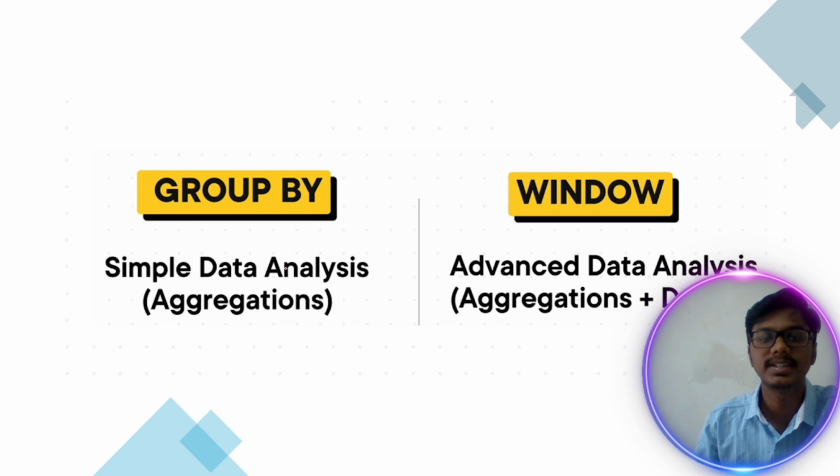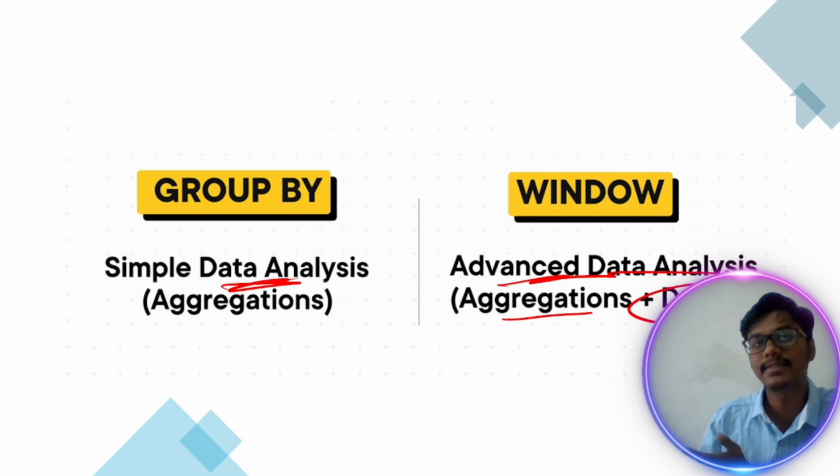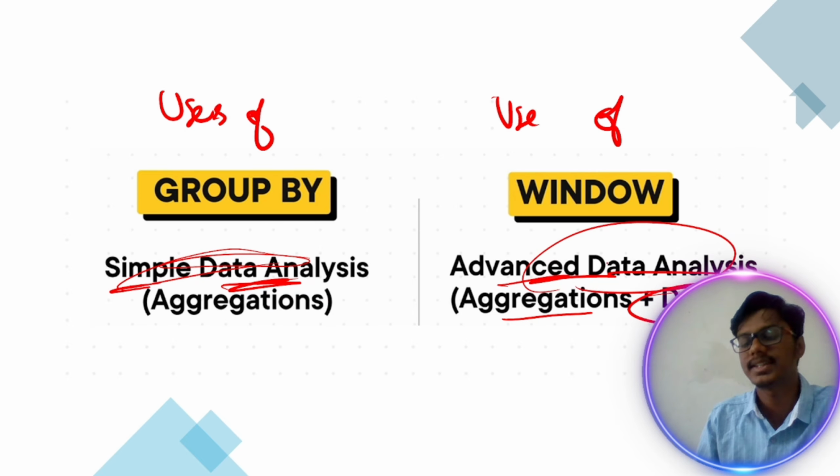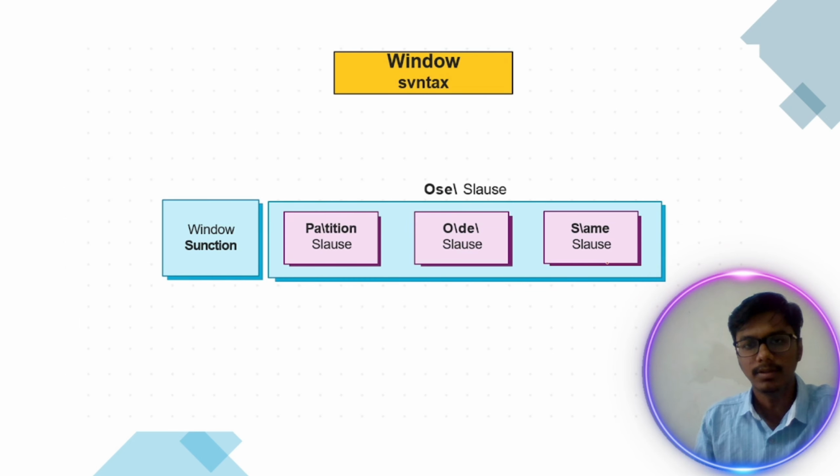So the difference is that GROUP BY is for simple data analysis and Window functions are for advanced data analysis. We can do the aggregation and we can also keep the details. In detail, we can group the subset of the data, right? So that's all about advanced data analytics. GROUP BY is used for simple use cases, for simple data analytics. The Window function is used for advanced data analytics. That's all about this visual.